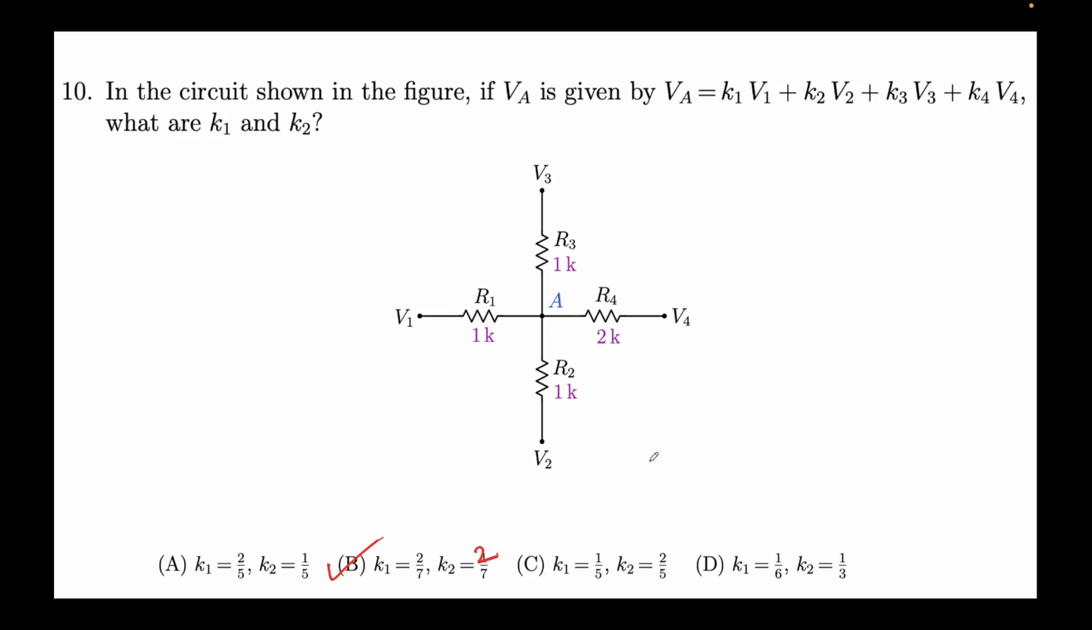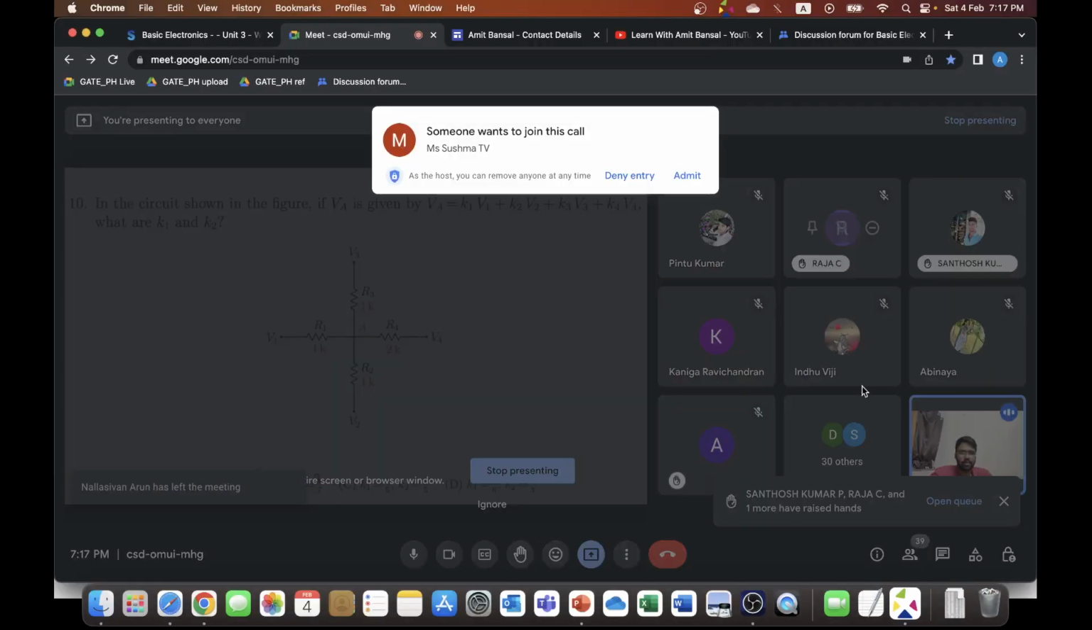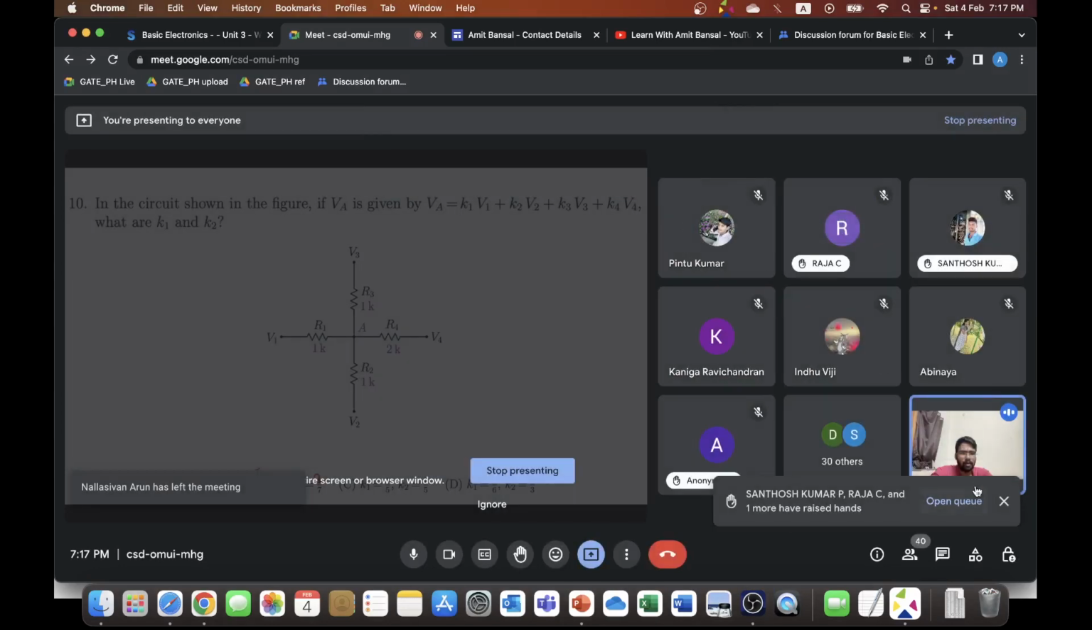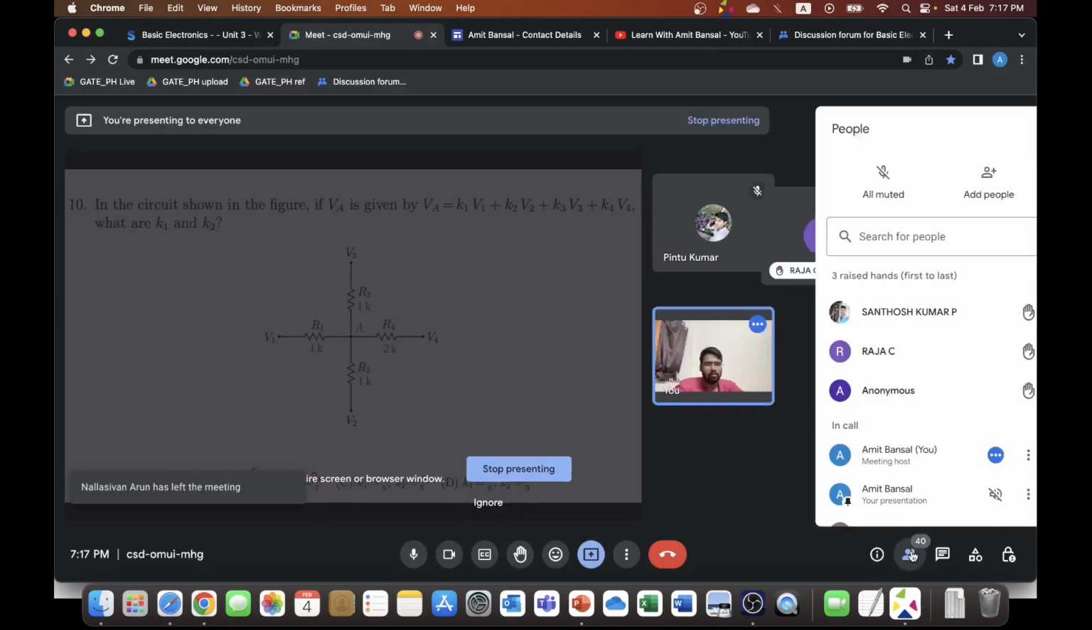Alright, so this is again a very simple problem which only included the use of the principle of superposition, and that's what we have done here. So that solves this problem. In case there are any comments and questions, I'll pause. Do I have some hands raised? Just hold on a second.